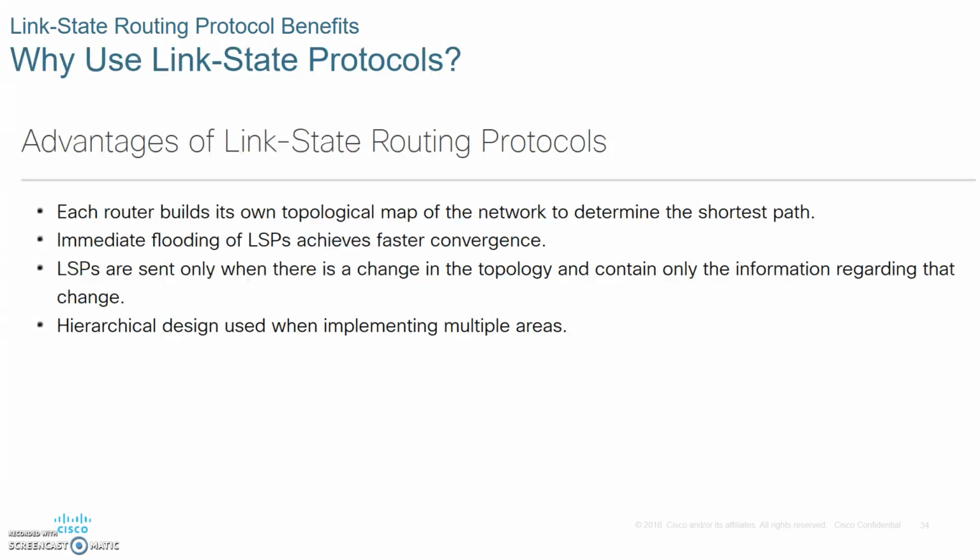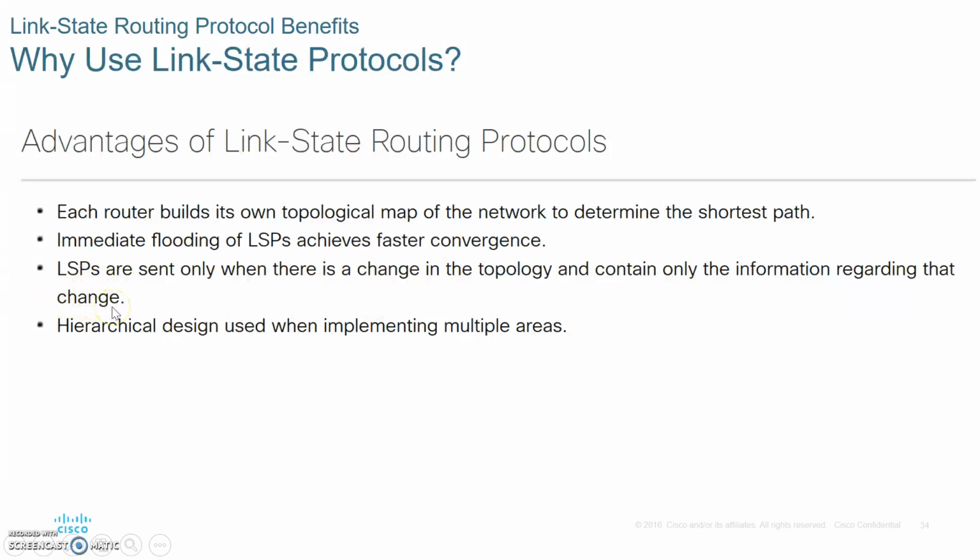Okay, the third advantage is that link state packets are only sent when there's a change in the topology, and they only contain information about that change. Unlike RIP, remember RIP sends the entire routing table to the neighbors periodically. But a link state routing protocol like OSPF only sends link state updates when there's a change, and the update only contains information about the change.